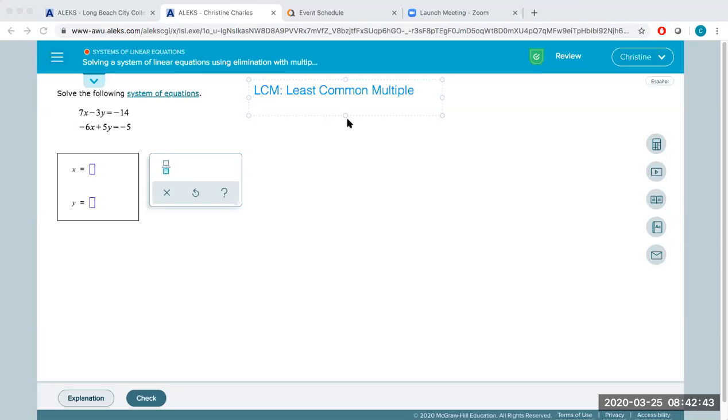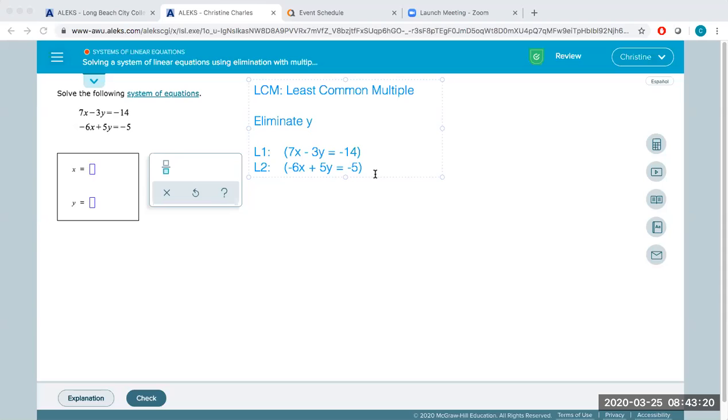All right, so let's go over this one. For line 1, we have 7x minus 3y equals negative 14. And for line 2, we have negative 6x plus 5y equals negative 5. So let's just say we want to eliminate y.